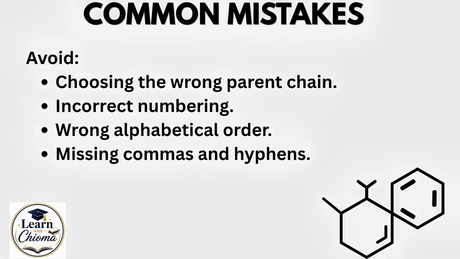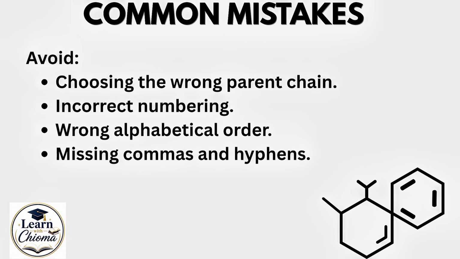Let's look at some common mistakes students make during IUPAC nomenclature. The first mistake is choosing the wrong parent chain. Always select the longest continuous carbon chain. Another common mistake is numbering the chain from the wrong end. Remember to use the lowest locant rule. Some students also forget to identify the principal functional group, which leads to an incorrect suffix.